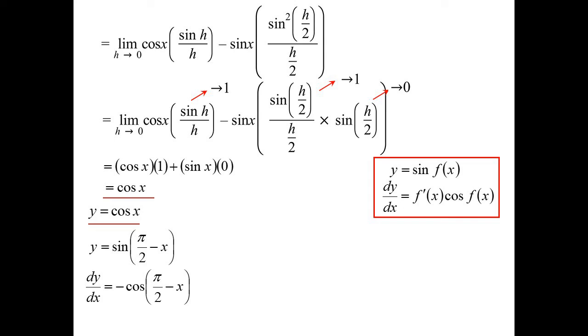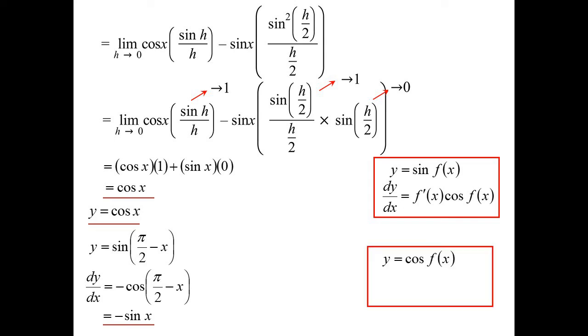So I have minus the cosine of pi on 2 minus x. But cosine and sine, complementary ratios. So instead of writing cosine pi on 2 minus x, I'll make that sine. And that explains why when you differentiate cosine, it goes to minus sine, not just sine. So to generalize that one, if we've got a cosine function, then we differentiate the function, but it becomes minus the derivative times sine of function x.